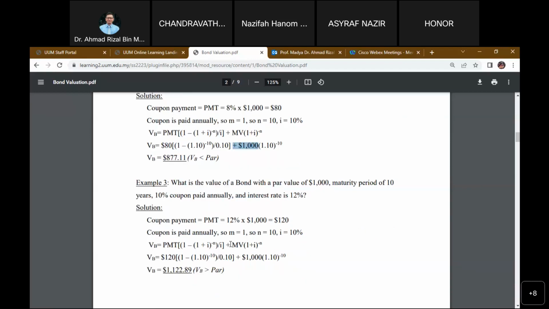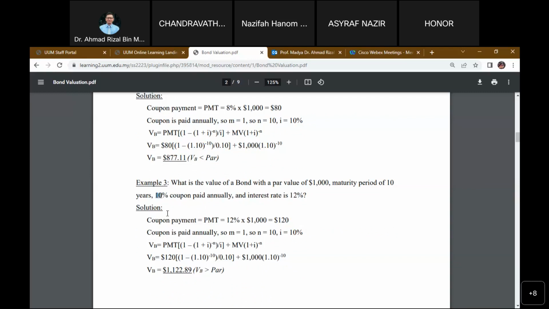On the other hand, remember this case is a 12% coupon and a 10% interest rate. It is the other way around. So the market rate is 10% and the company is willing to pay 12%.